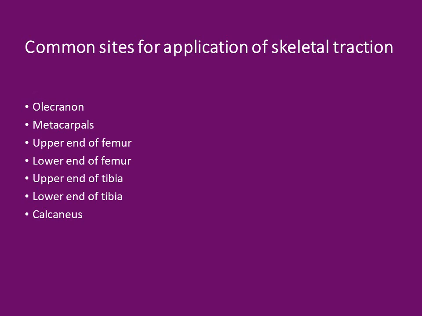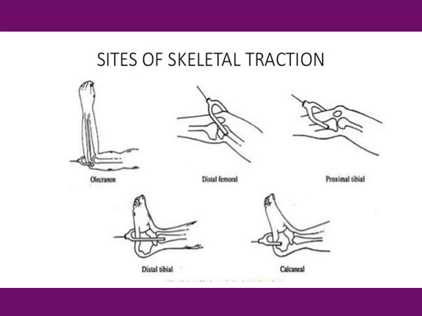Common sites for application of skeletal traction: olecranon, metacarpals, upper end of femur, lower end of femur, upper end of tibia, lower end of tibia, calcaneus. These are the sites of skeletal traction. We can see 5 pictures are given.